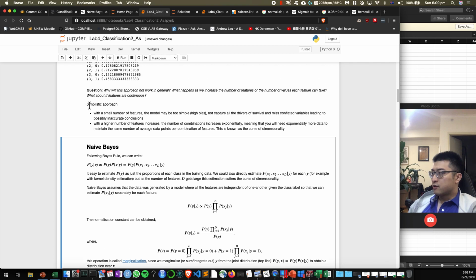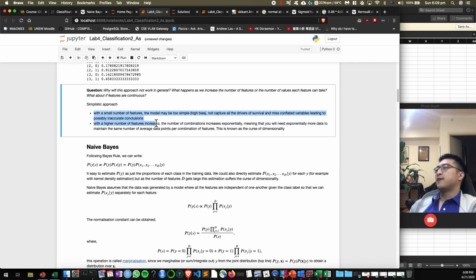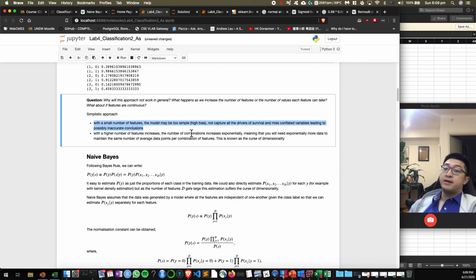Anyways, so there are 2 problems. One, if the number of features is small, bias is going to be high. It's going to be perhaps too simple a model. But then as you increase the number of features, you're very simply cutting it into very granular, specific combinations. Like you look at all the people that are female, class 3, age 45, whatever, right? It gets really granular, and each bucket will only have a small number of passengers.